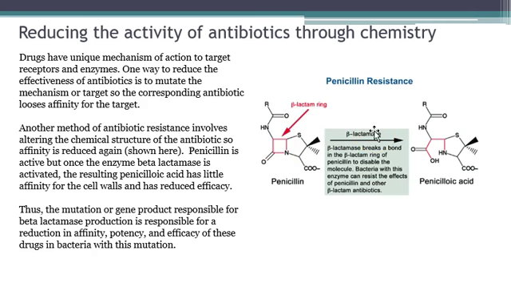Beta-lactamase is an enzyme that's made by bacteria to break this bond, and you can see this compound being formed here, penicillic acid. This has a reduced activity in terms of bacterial cell killing, and so what this beta-lactamase enzyme does is it actually renders penicillin inactive. It deactivates it, and if it's inactive, it cannot kill bacteria.